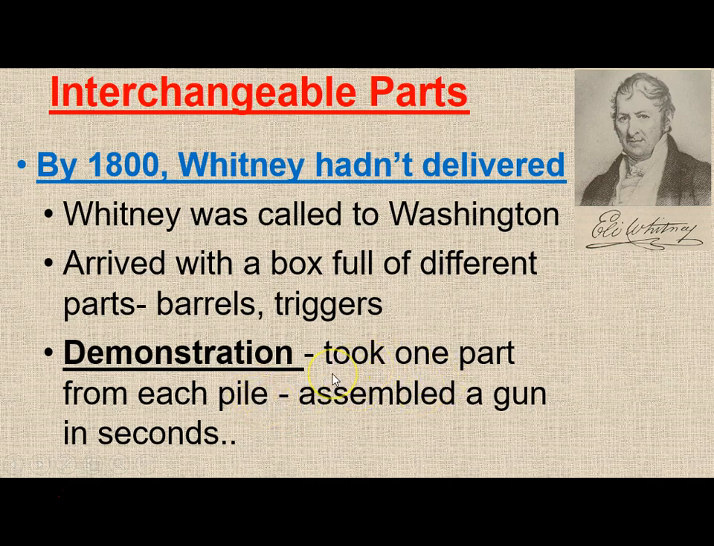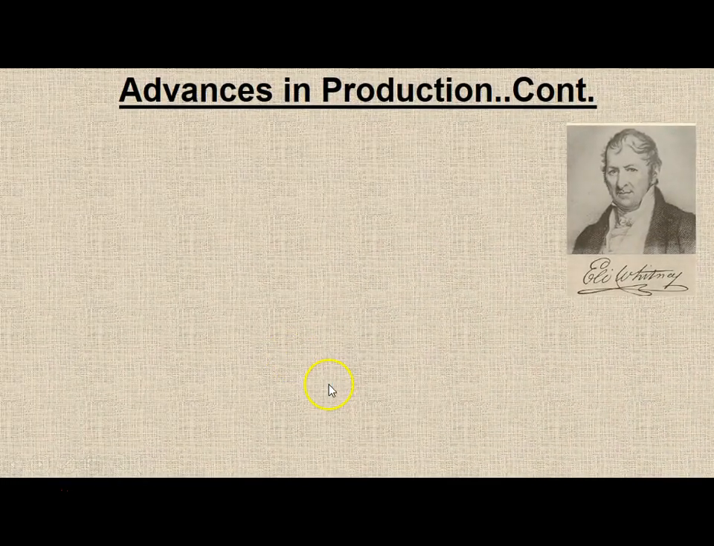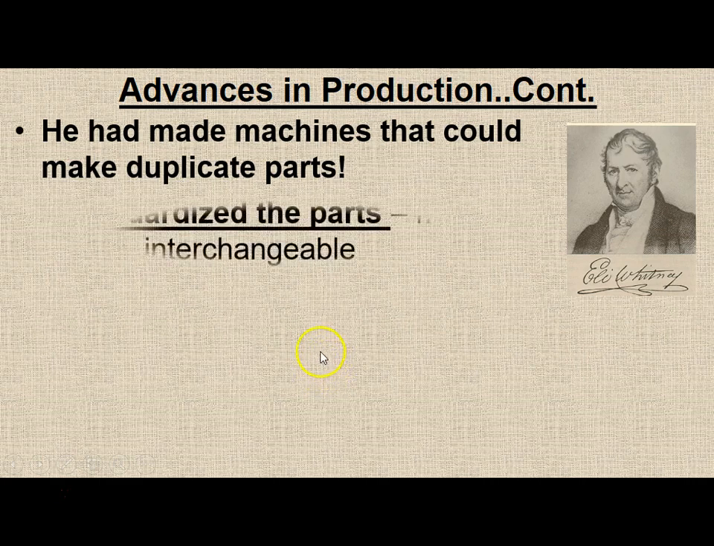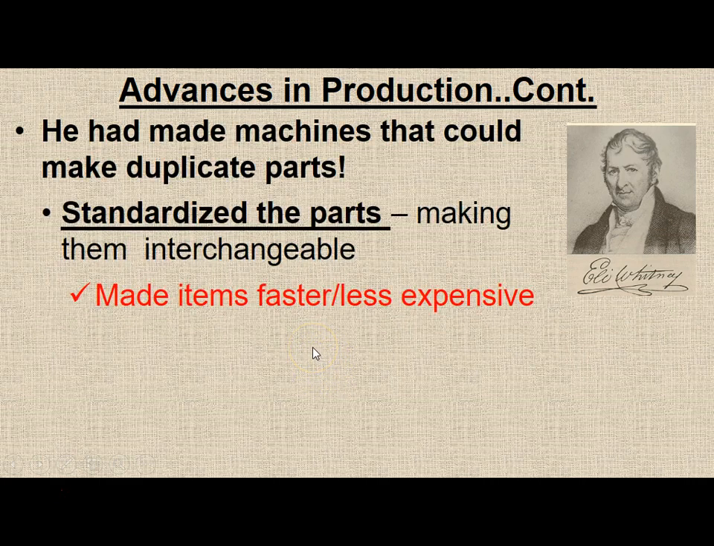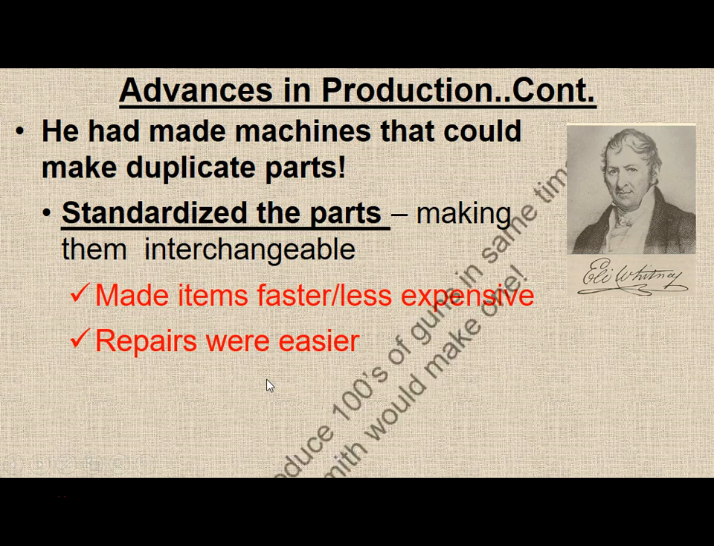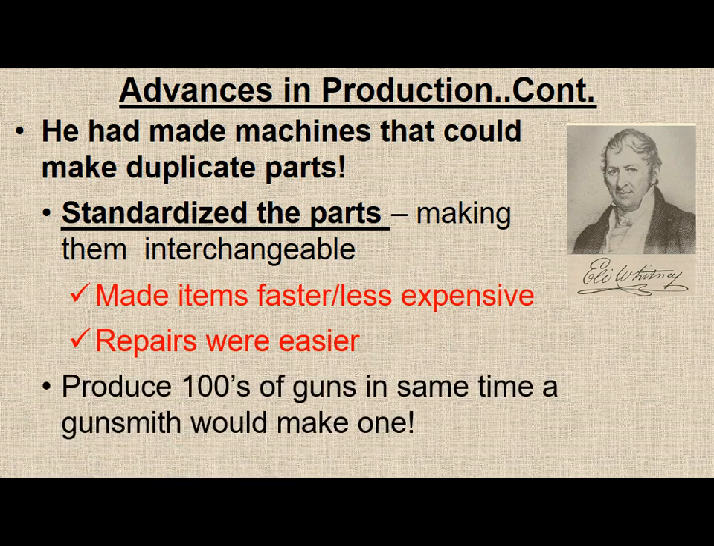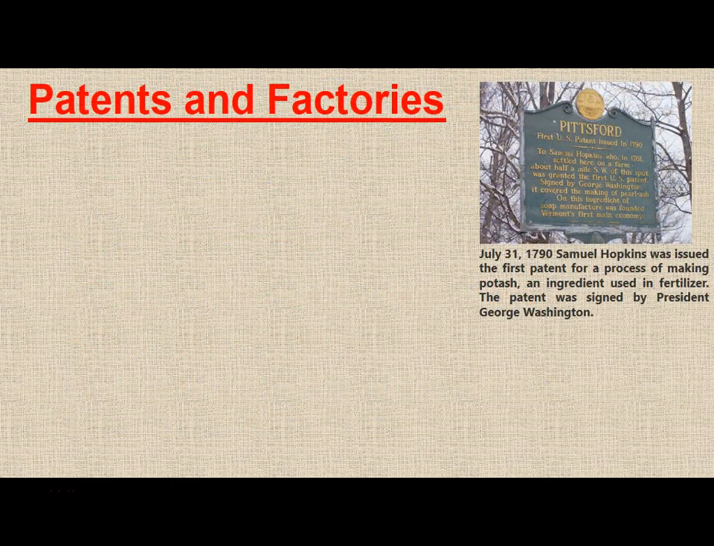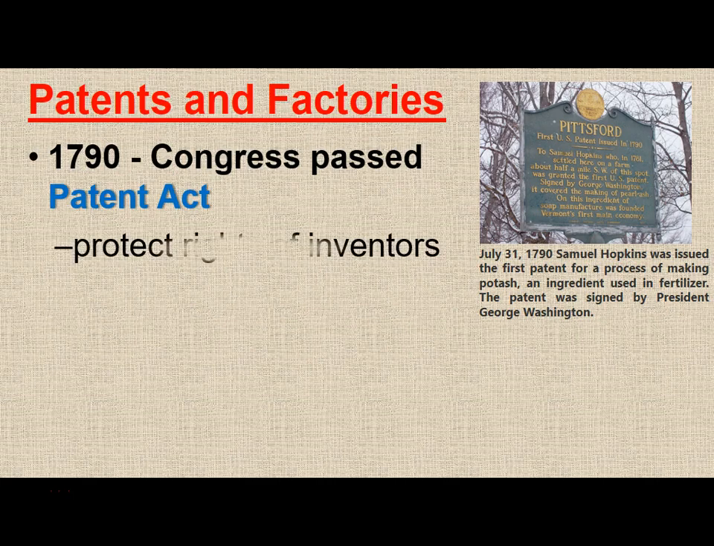Whitney just demonstrated this to the United States government, and they were kind of impressed, to say the least. Impressive stuff. So essentially, we've got machines that are going to be making duplicate parts over and over and over. Parts are going to be standardized, measured to be very specific. This is what makes them interchangeable. Repairs are easy. Hundreds and hundreds of the same thing over and over again. Jobs, but now jobs inside of a factory, all kinds of different factories.